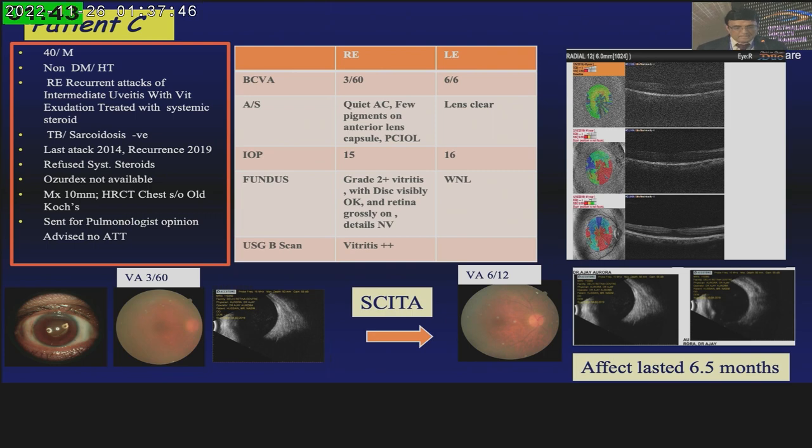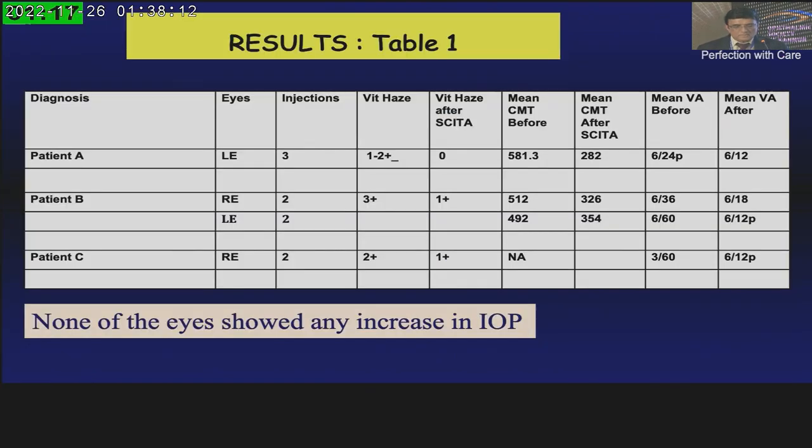This is another patient who I treated in 2014 with systemic steroids. The patient had uveitis and was shown to be a case of TB positive, sarcoid negative, and was treated with SKETA. He said, "I will not take systemic steroids." We gave him SKETA, and the patient responded well. So these are the results of those 3 patients which we have followed over a period of time.